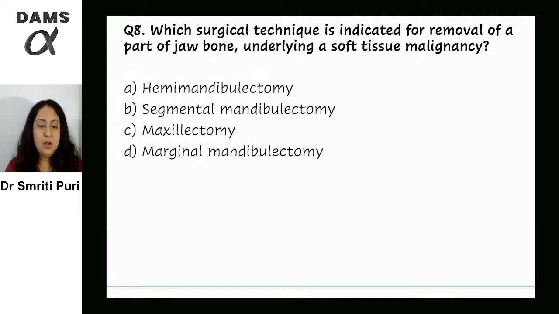Question 8. Which surgical technique is indicated for removal of a part of jawbone underlying a soft tissue malignancy? Option A, hemimandibulectomy. Option B, segmental mandibulectomy. C, maxillectomy. D, marginal mandibulectomy. Please answer this. In the meanwhile, I'll take the doubts.